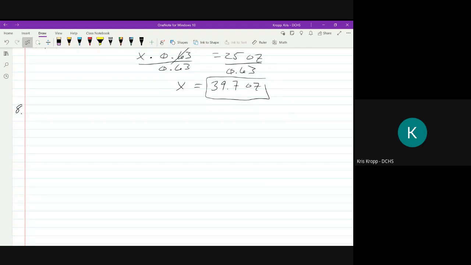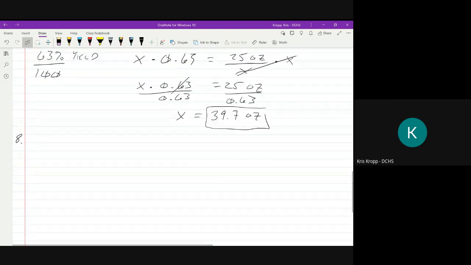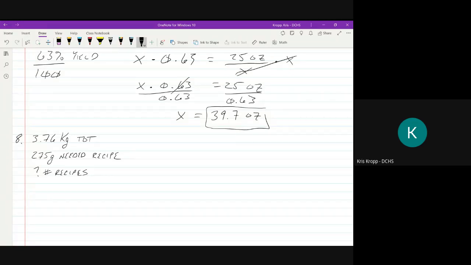All right, number 8. A chef purchases a case of kiwis for a recipe. The weight of the kiwis was 3.76 kilograms. So that was the total weight of the case of kiwis. It says if the recipe calls for 275 grams of kiwi, so that's how much the recipe needs, 275 grams. How many recipes, what's the number of recipes that can be made given that kiwi has a 92% yield.